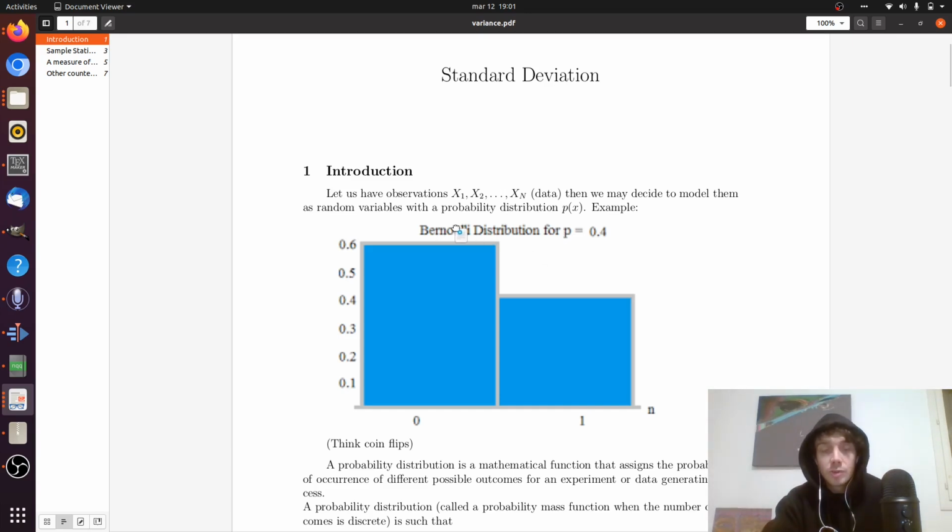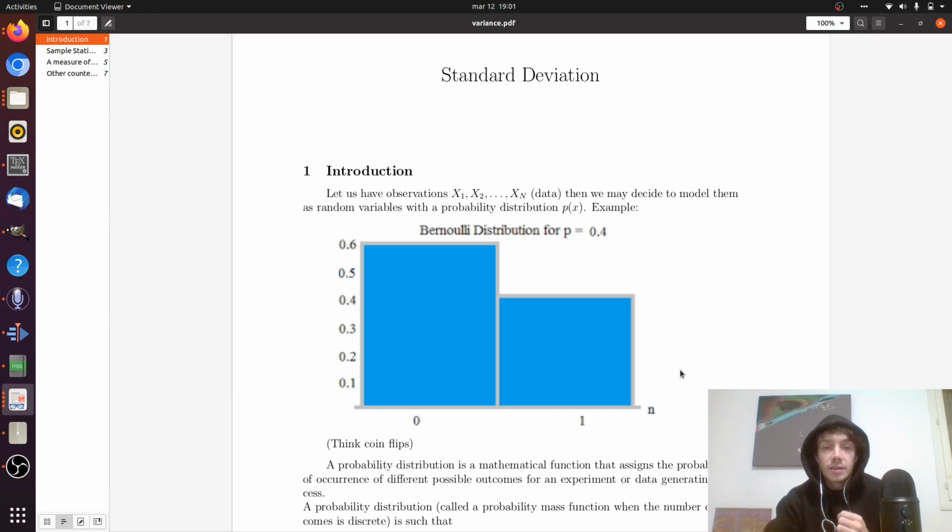Here the Bernoulli distribution is very, very simple. We only have two possible outcomes, and think coin flips, for example. We could be modeling the flips of a coin, and 0 could represent heads and 1 could represent tails. And so in this example, the probability distribution would be assigning 60% probability to heads happening and 40% probability to tails happening.